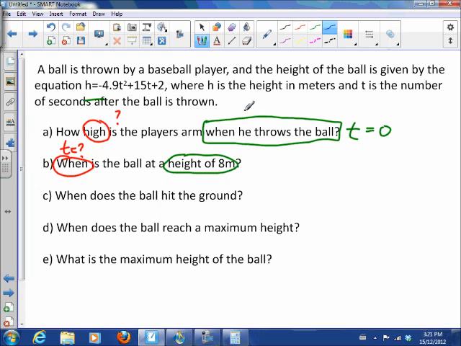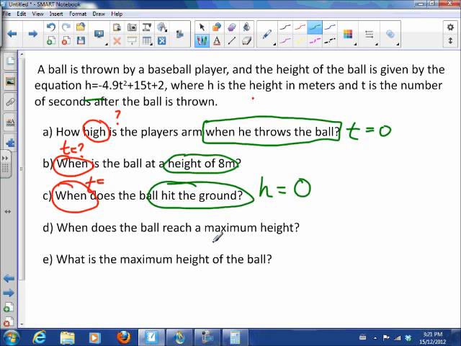Now, when does the ball hit the ground? Okay, so again, what we're missing is the when. And when does the ball hit the ground? So this is telling us some information. When the ball hits the ground, we should know the height because we're looking for time. So what's the height when the ball hits the ground? Well, the height has to be 0 because it's hitting the ground, right?